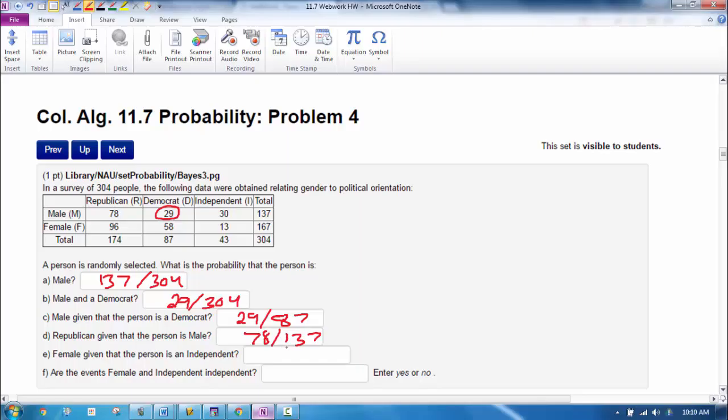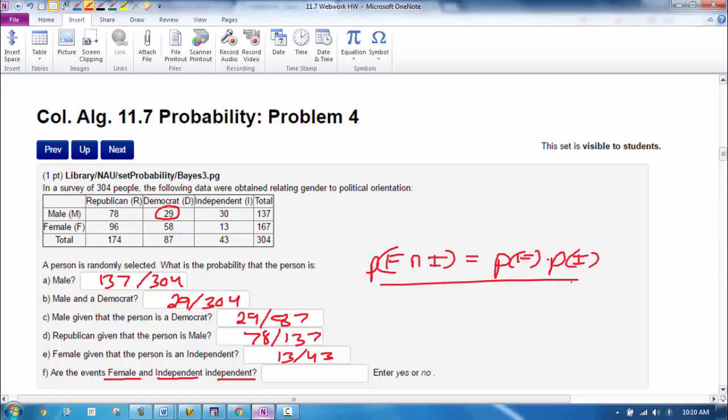And then female, given that the person's independent. Given that they're independent, there's a total of 43 independents, so female would be 13 out of the 43. And the last question, are the events female and independent? Well, the probability that someone's female and independent would have to equal the probability that someone's female times the probability that someone's independent. This is the math formula for if events are independent. So if 2 events are independent, the probability they both happen is equal to the probability of each one individually happening multiplied together.